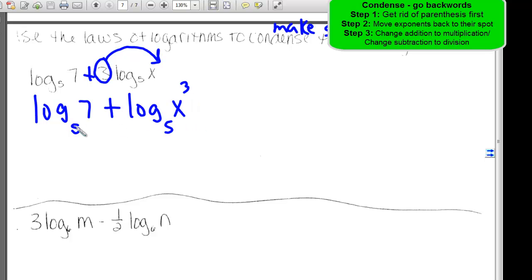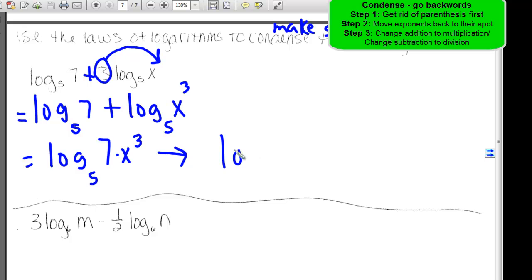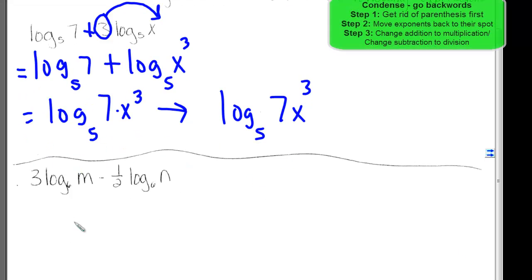Now I want to condense them. Since this is adding, we're going to multiply those together. So log base 5 of 7 times x to the third. So my answer is log base 5 of 7x to the third. Next example.